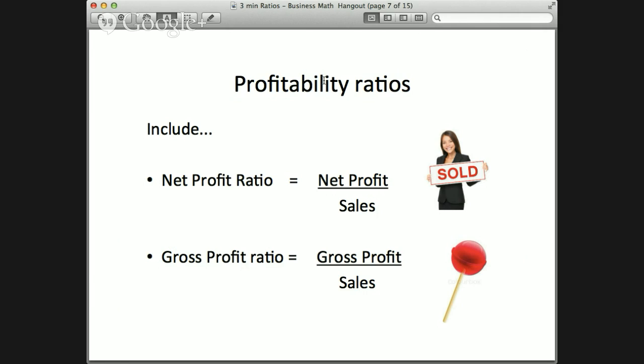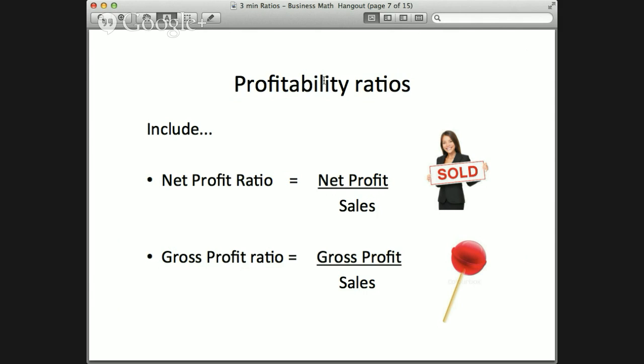The gross profit ratio is only applicable to businesses with cost of goods, for example. If you were in the business of selling lollipops, then you would either produce or buy the stock, and that stock is then sold for a profit. The purchase of that stock is what we call cost of goods.